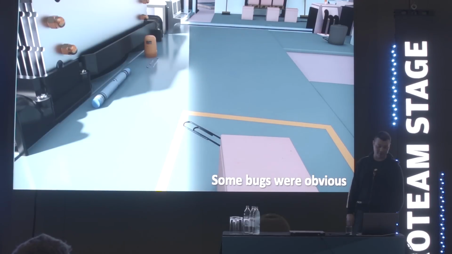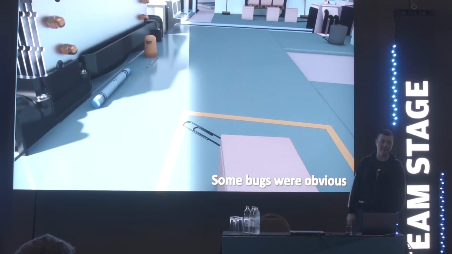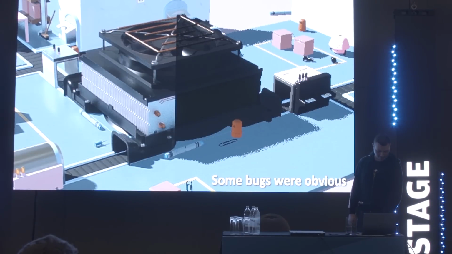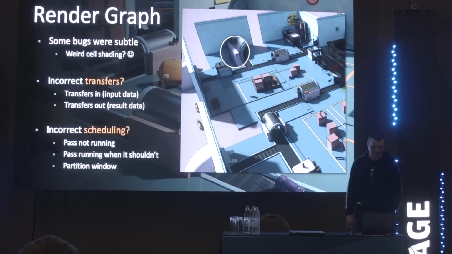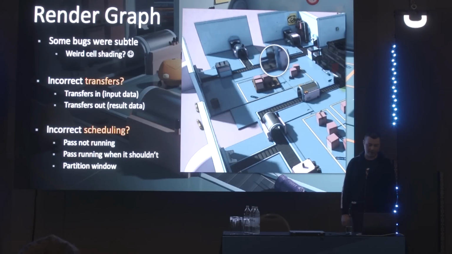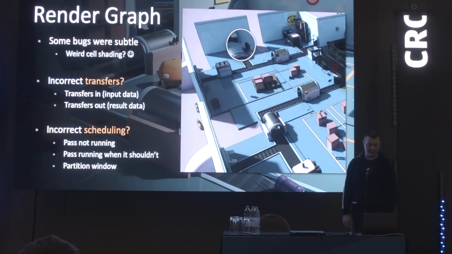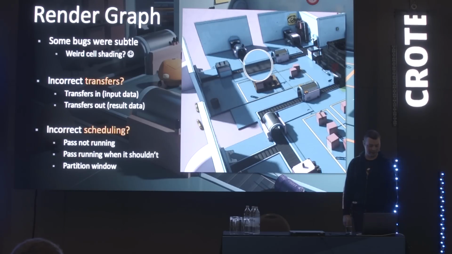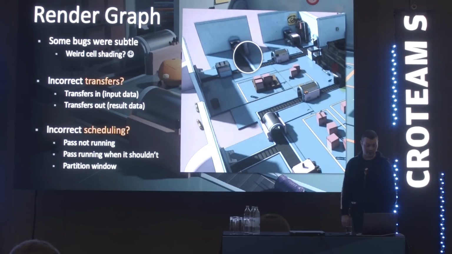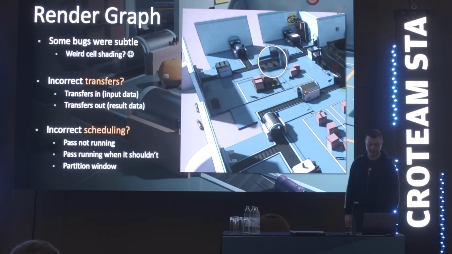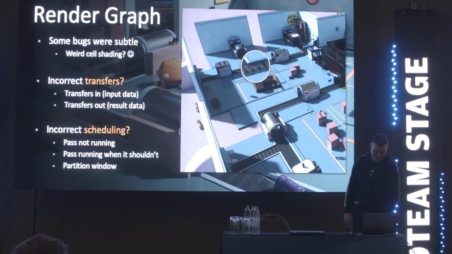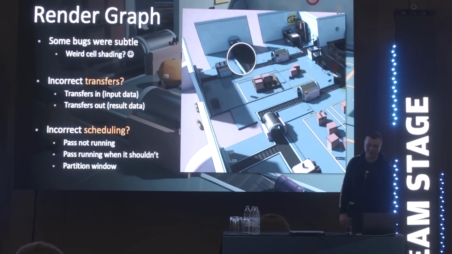When developing mGPU support for our render graph passes, some scheduling or transfer bugs were obvious. Here's another example. And then some bugs were very subtle, like this weird cell shading. Incorrect transfers would result in input data being incorrect or uninitialized, or result data not being copied back to the main GPU for filtering. Incorrect scheduling would cause passes to not run, to run when they shouldn't, or have an incorrect partitioning window interfering with the work of another GPU. And this bug actually stayed in our build for 2 weeks because people thought the artist did it. Oops.